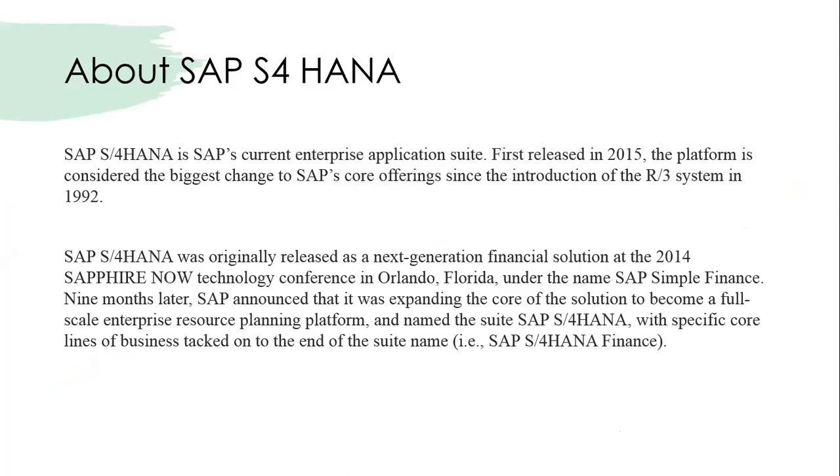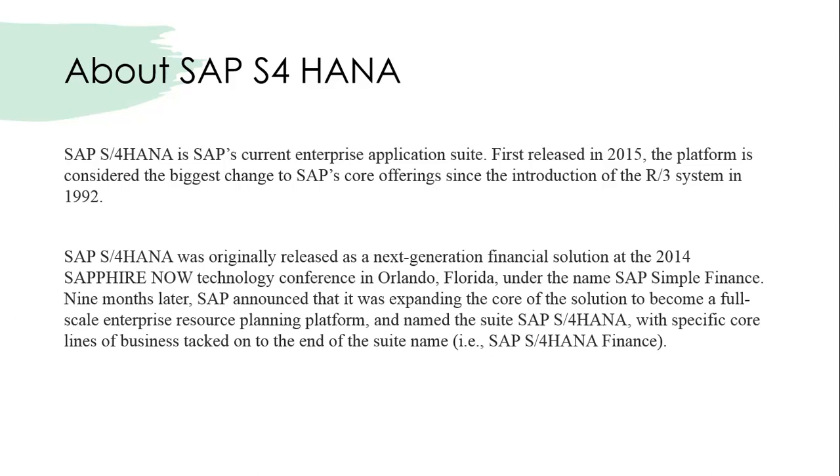Now, in our previous video, we talked a lot about the S4 HANA interface or the S4 HANA software. S4 HANA is SAP's current enterprise application suite. It was first released in 2015. The platform is considered the biggest change to SAP's core offering since the introduction of the R3 system in 1992. So this is giving us an idea of how far SAP has actually come within the ERP space.